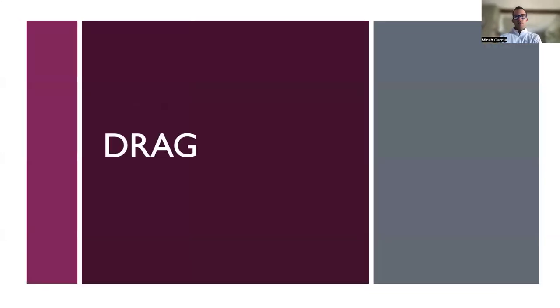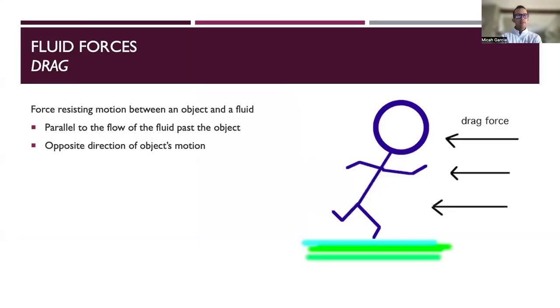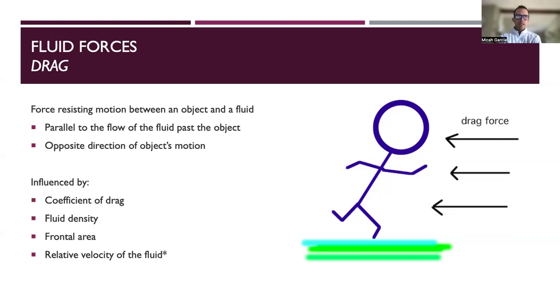The next fluid force that we have is drag force. And drag force is going to be the force resisting motion between an object and a fluid. This is going to act parallel to the flow of the fluid that's going in the direction past the object, so it's essentially acting in the opposite direction of the object's motion. Think about drag being similar to friction, where it's acting against the direction of motion. And there's a handful of factors that can influence it. So you've got a coefficient of drag, you've got fluid density, frontal area, and then the relative velocity of the fluid. So the coefficient of drag, essentially a rougher surface is going to result in more drag.